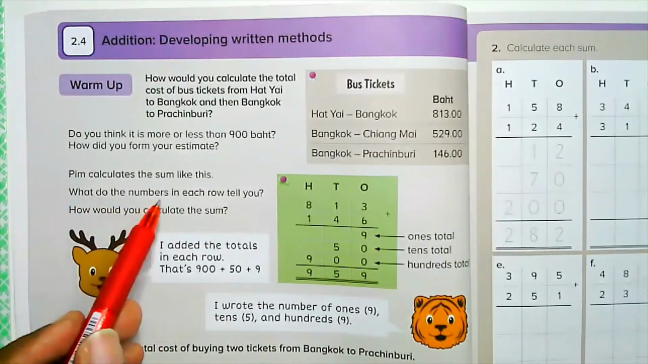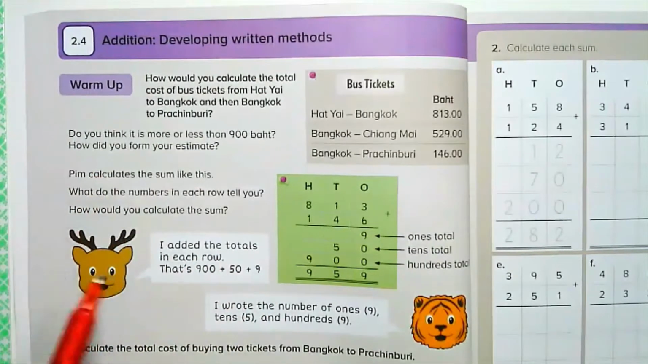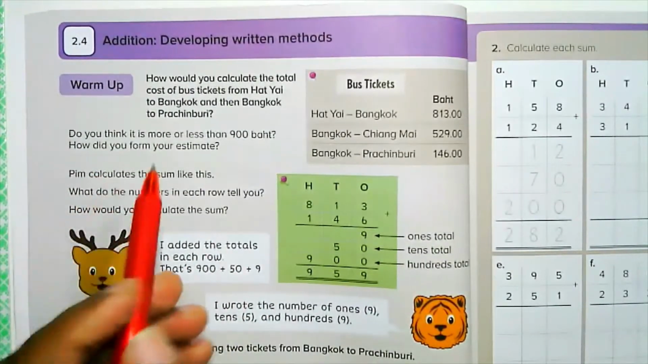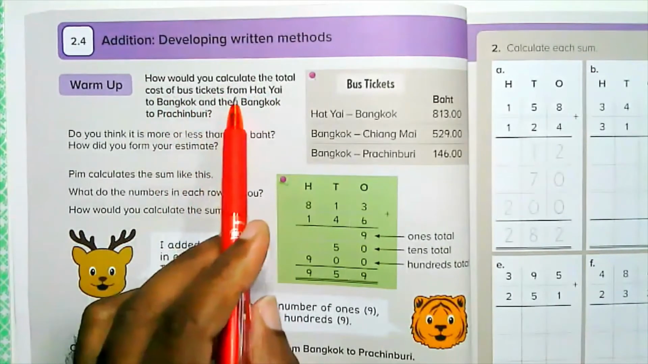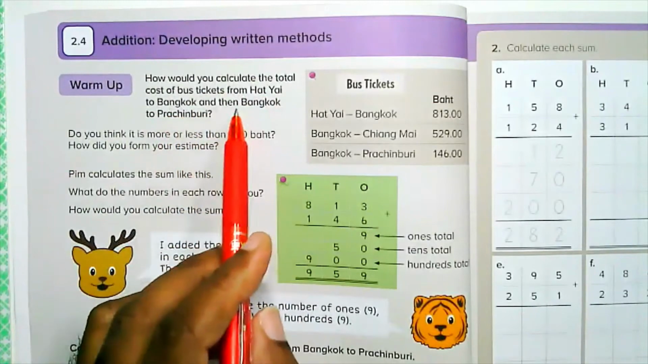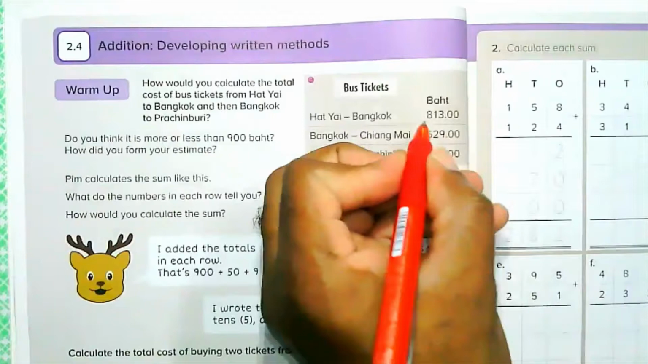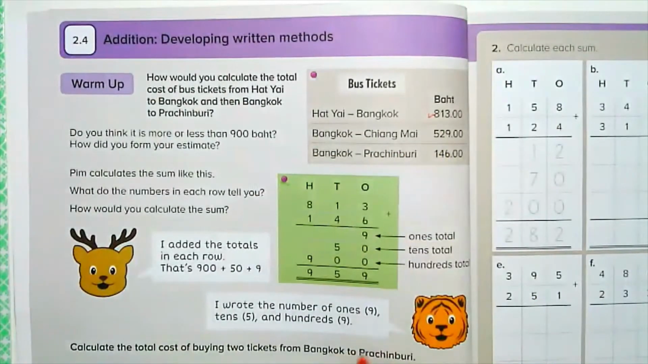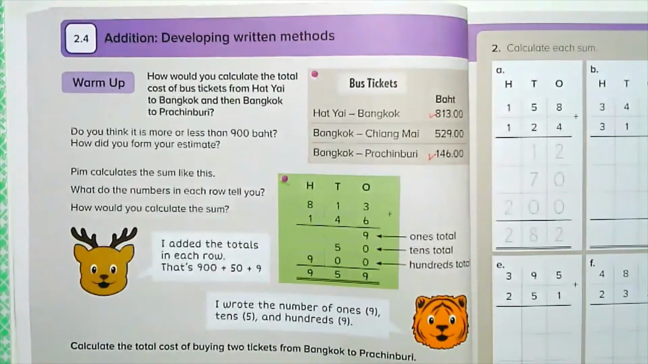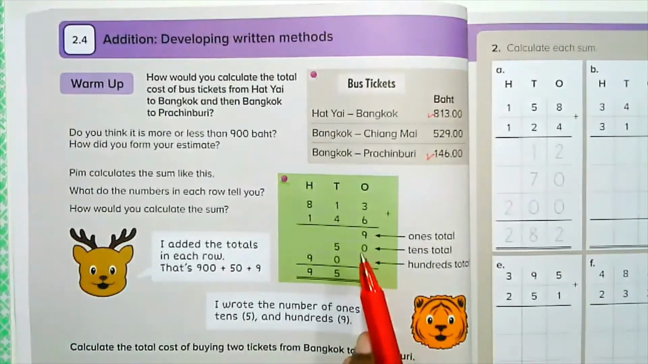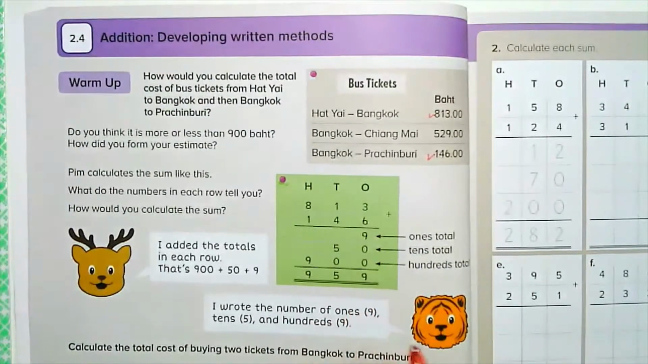Pim calculates the sum like this. How would you calculate the total cost of bus tickets from Hat Yai to Bangkok and then Bangkok to Pathum Thani? So we add 813 to 146. And Pim uses this method to calculate the total.